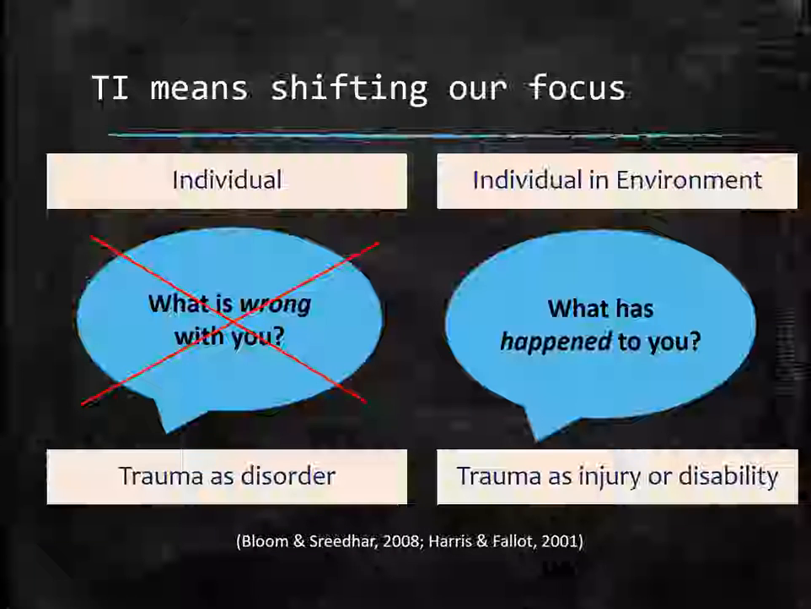When we're talking about being trauma-informed, we're talking about shifting our focus. Instead of focusing solely on individuals and their symptoms and asking questions like, what's wrong with you? Why are you responding like this? we would be perceiving trauma as some kind of disorder, something wrong with the individual. A trauma-informed focus asks us to look at individuals in their environment and ask what's happened to you that you're having this type of response. It's an attempt to depathologize people's behaviors and responses and to view trauma as some type of injury or disability.